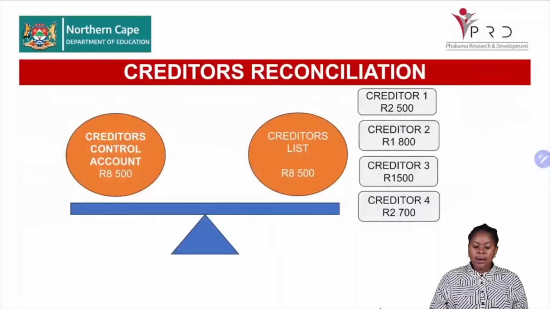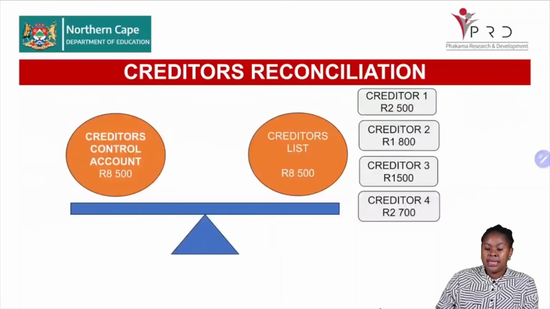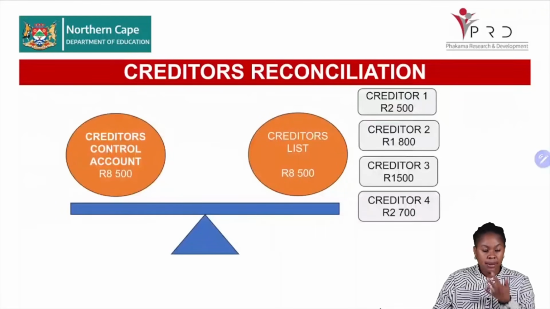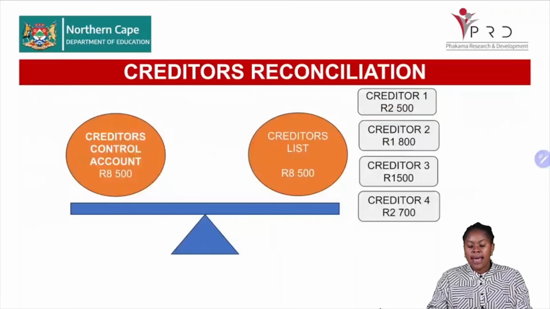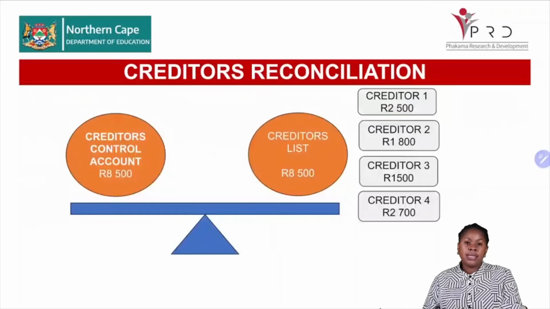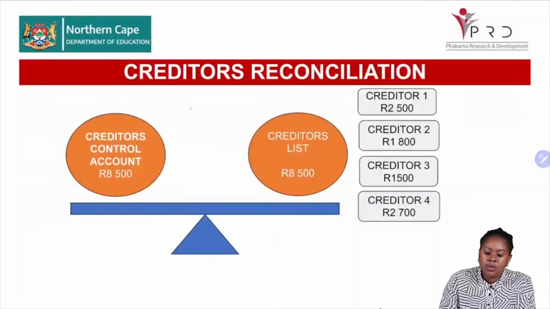Okay, now, same concept with the debtors list and the debtors control. We are dealing with the creditors control and the creditors list. Now, please take note, when we are dealing with creditors, we are dealing with liabilities, okay?